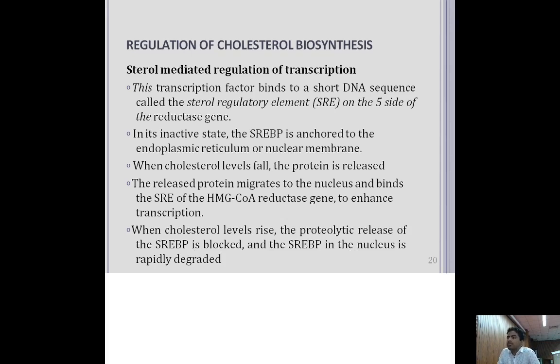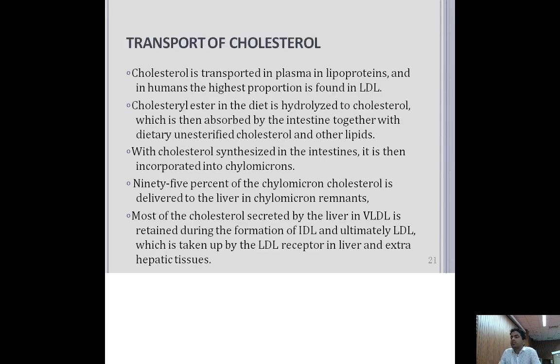You have to go back and read. It's simple only. You just have to know the sequence.